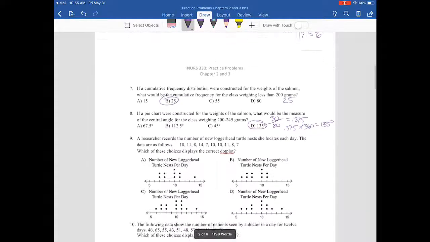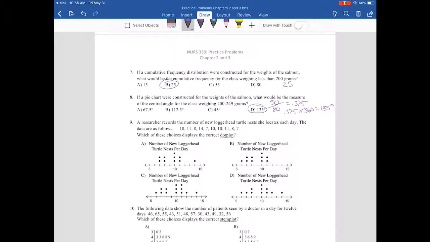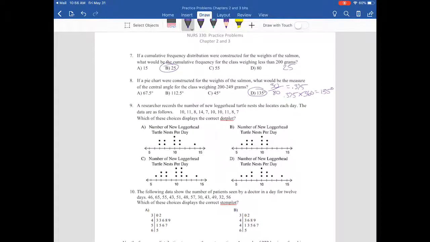Moving on to number 9, we have a researcher who has a record number of loggerhead turtle nests, and we want to know which of these choices displays the correct dot plot. So this one is just about looking at the numbers. Remember, we want to take these and put them in order, and that's how they're going to be on the dot plot. So if you put them in order, you can look and then start matching.